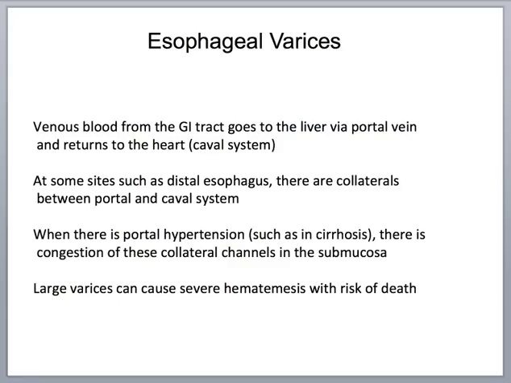So when there's the development of portal hypertension, such as in liver cirrhosis that we'll learn about in a later case in this course, there's congestion of these collateral channels, which results in the veins being dilated and thickened, and these are located in the submucosa. Now, when they become large enough, they can actually cause erosion of the overlying mucosa with hematemesis and massive gastrointestinal bleeding and death.